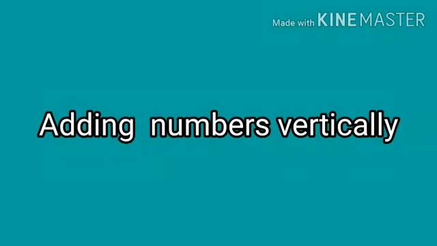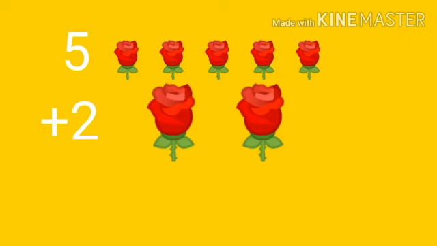Adding numbers vertically. For example, 5 plus 2. How can we add these numbers? Let us start. Okay, here we have 5 roses. Then we add 2 more roses. Now we have to count how many roses are here. 1, 2, 3, 4, 5, 6 and 7. So 5 plus 2 is equal to 7.